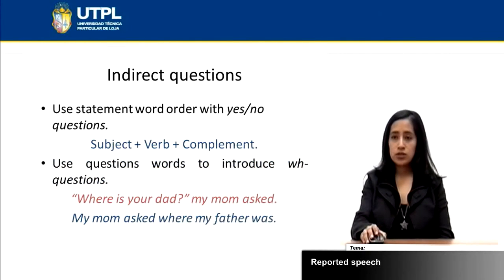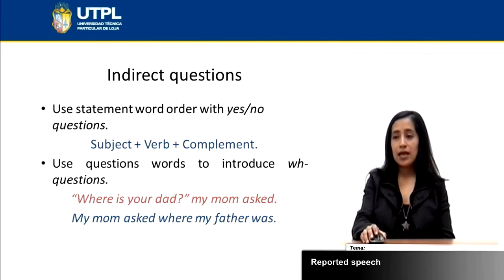In indirect questions, you need to use a statement word order with yes-no questions. I mean, a subject, the verb, and the complement. Also, you need to use question words for WH questions. For example, we have direct speech: Where is your dad? My mom asked. In the reported speech, we'll say, my mom asked where my father was.